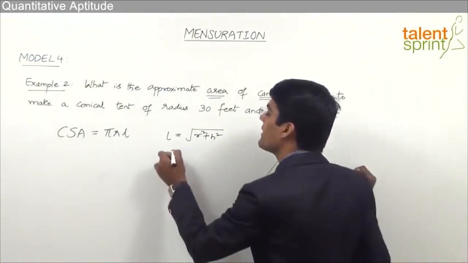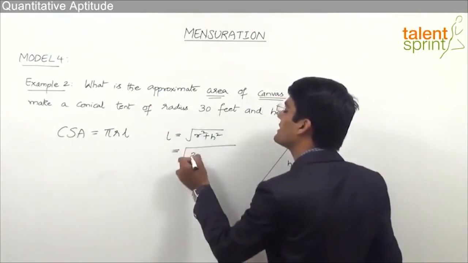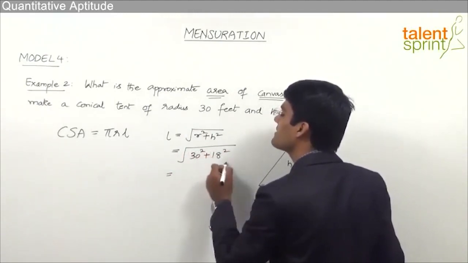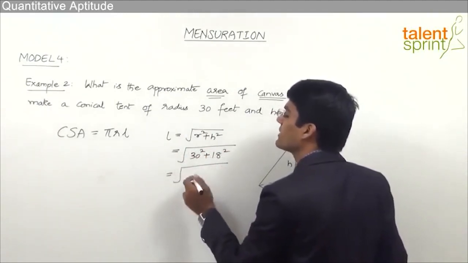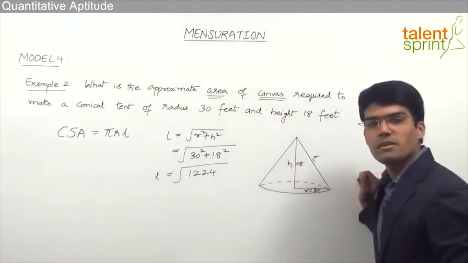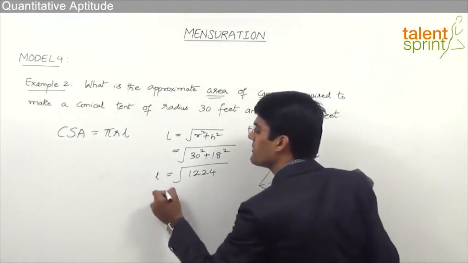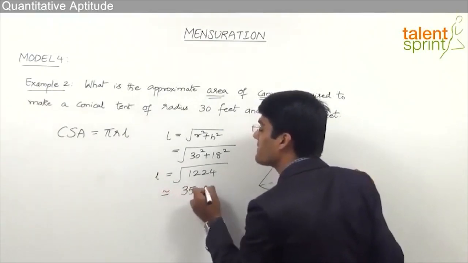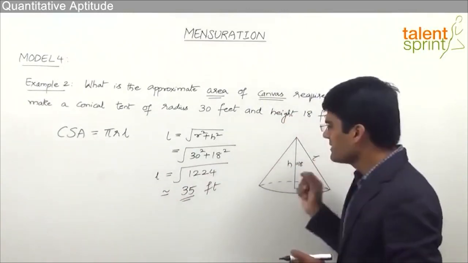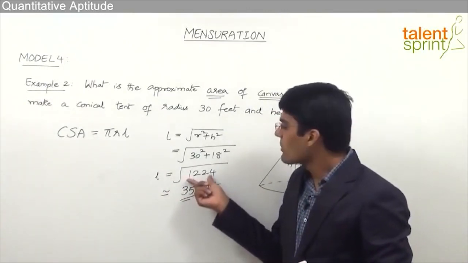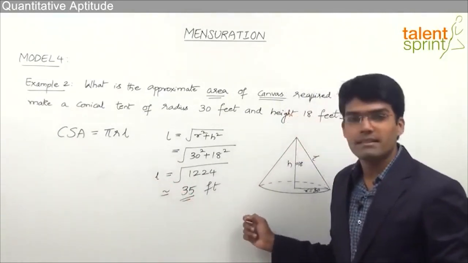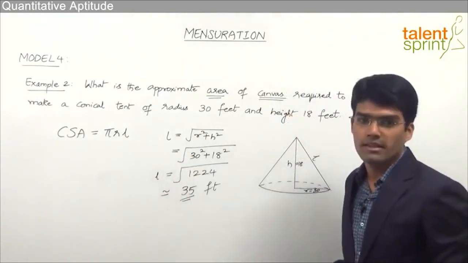So by substituting the values of r and h, that is r is 30, so 30 square plus h is 18 square. We get this as 900 plus 324, that is equal to 1224. So the slant length L will be root over 1224. And root over 1224 can be approximately taken as 35 feet here. Why? Because 35 square is 1225. This is very close to 1225. So approximately the answer here can be taken as 35. So we know that the slant length is 35. Now by substituting the values there, we get the required answer.